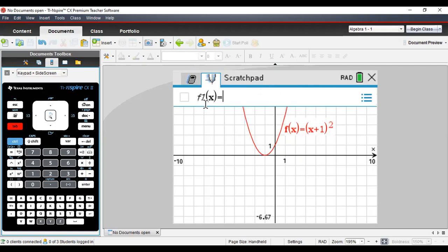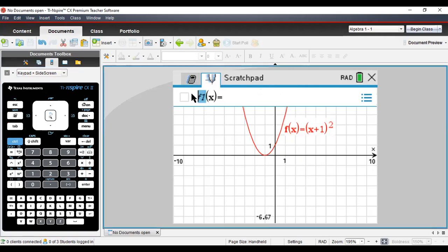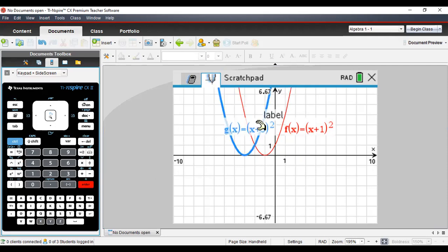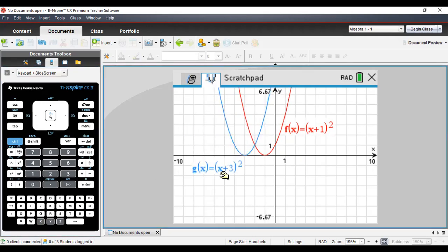And we're going to make this g of x. And then we're going to put in parentheses x plus 3 squared, and then press enter. Boom. Now, so here are my two graphs, right? Now, if you can't see how these two relate, here's what I would do. Just look at the vertex of each one and see how they change.